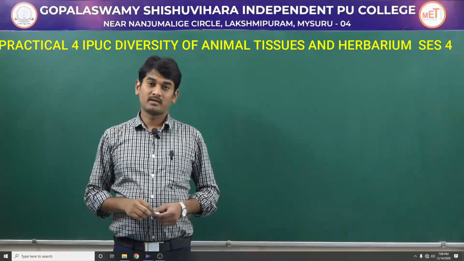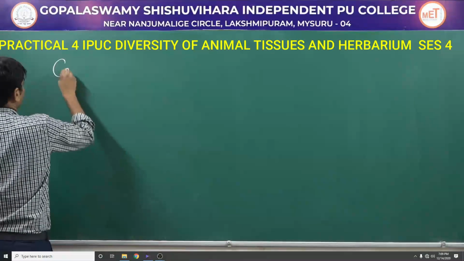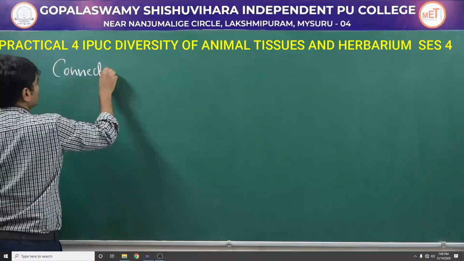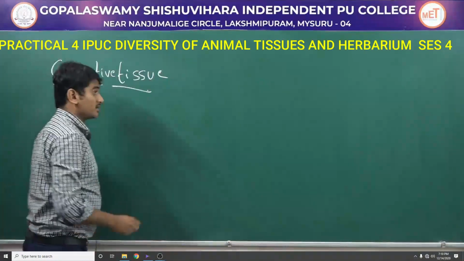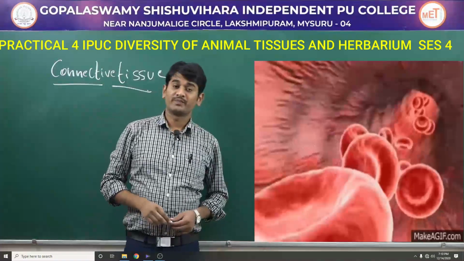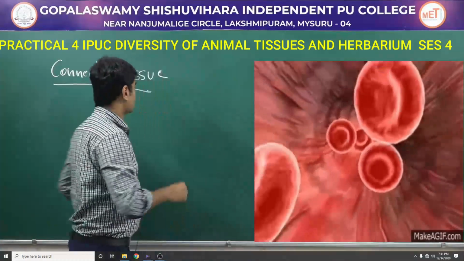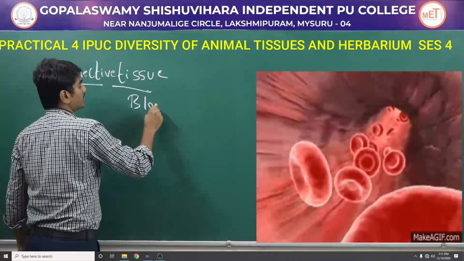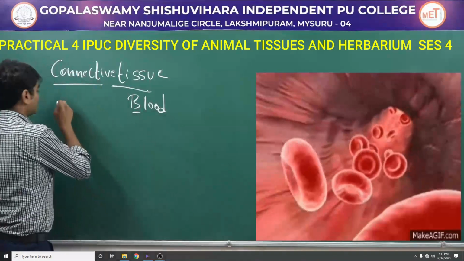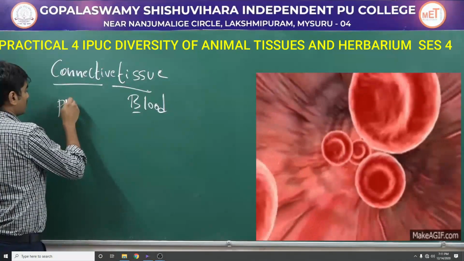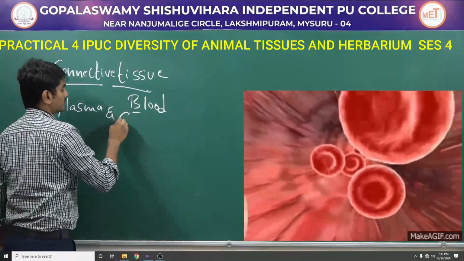The next one is connective tissue. Dear students, we know about connective tissue. Blood is a fluid connective tissue. It contains plasma and corpuscles.